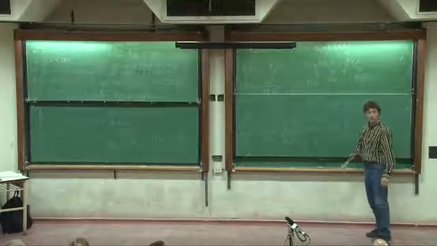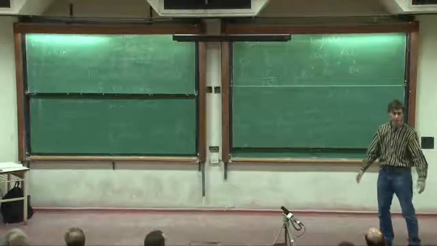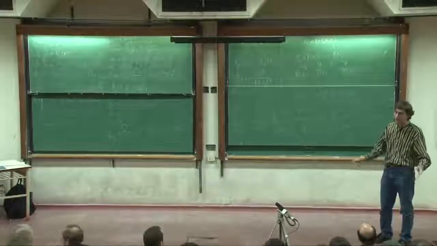But the bounds on the minimum distance only depend on the degree of the divisor. So you can just pick anything.